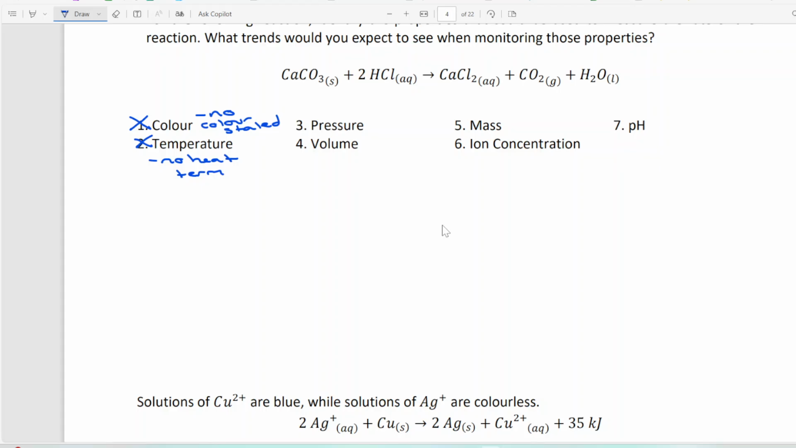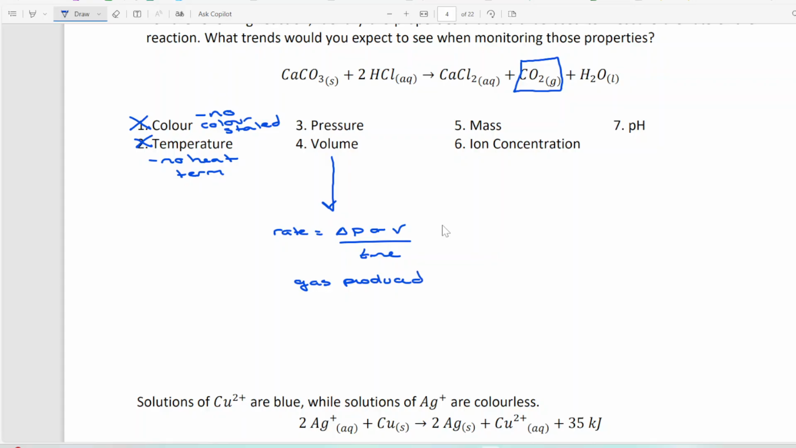Okay, what about pressure? Now, when we talk about pressure, we're really talking about pressure and volume. So what about pressure and volume? To use pressure and volume, there has to be a gas consumed or a gas produced. If you look here, you have a carbon dioxide gas produced. So both of these could be used to monitor the reaction rate. So we could monitor the rate as the change in pressure or volume over time because gas is produced.